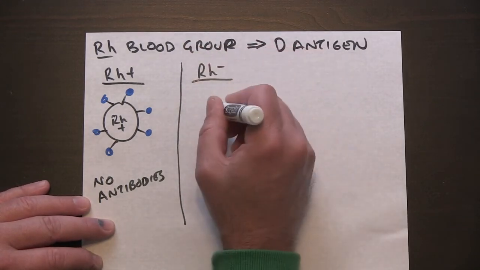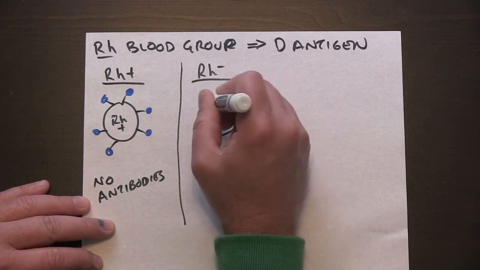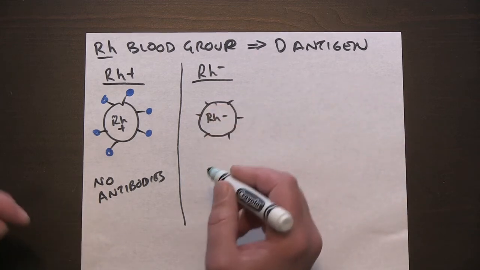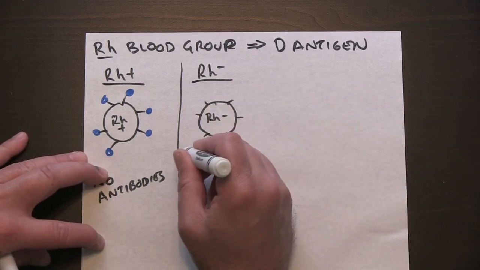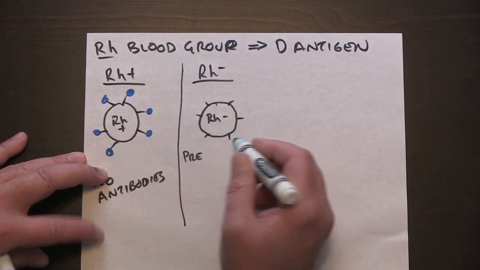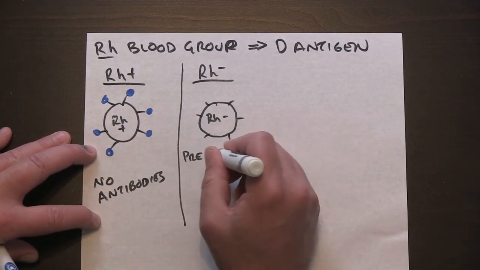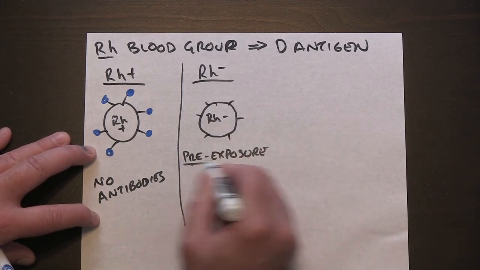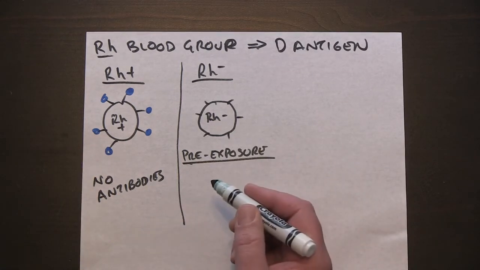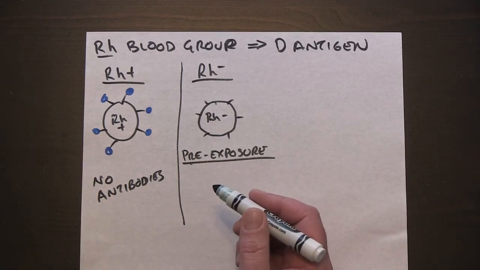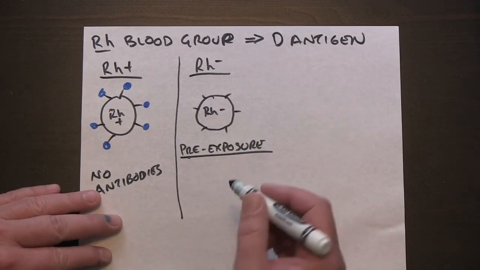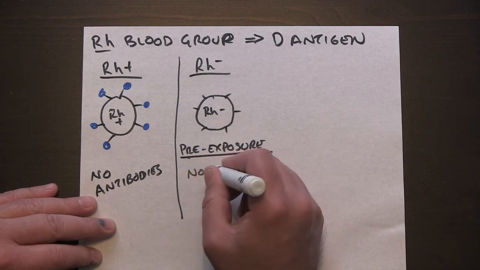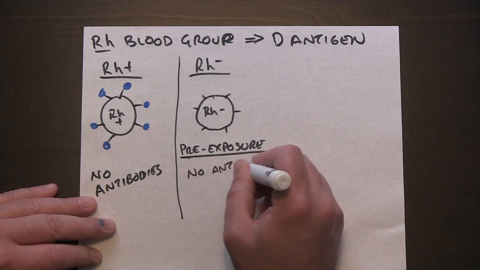If you're RH negative, this is where it gets a little tricky. You need to be exposed to Rh positive blood before the body starts to produce the antibodies. So pre-exposure, and when I say exposure, that means if you get a transfusion that just happens to have Rh positive blood in it, that's an exposure. This can also happen during childbirth. So pre-exposure, you have no antibodies.